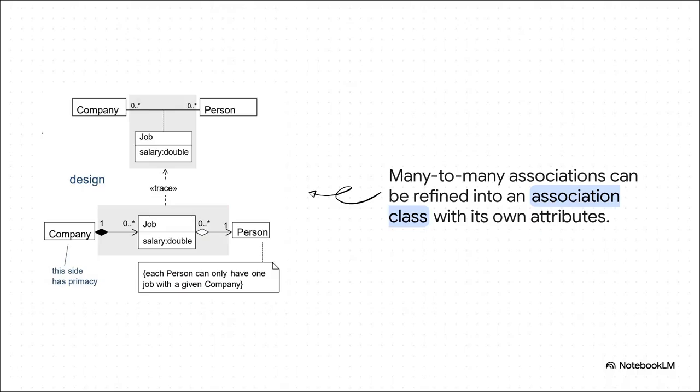Now, a many-to-many relationship often needs some special handling. For instance, a person can have jobs at many companies, and a company employs many persons. So how do we model that? We resolve it by introducing an association class. Here, job becomes its own class, holding attributes like salary that really belong to the relationship itself, not just to the person or the company alone.